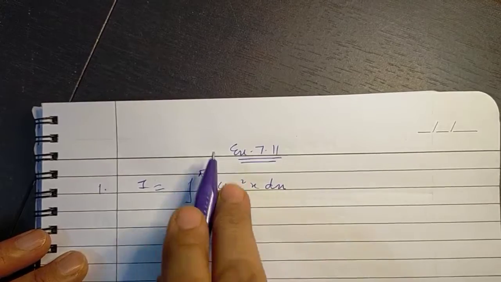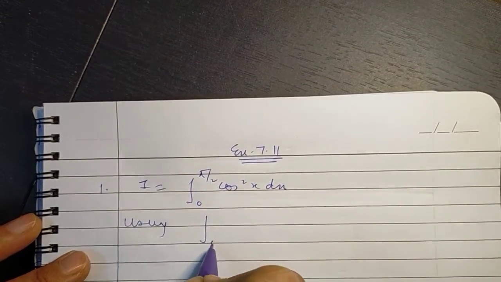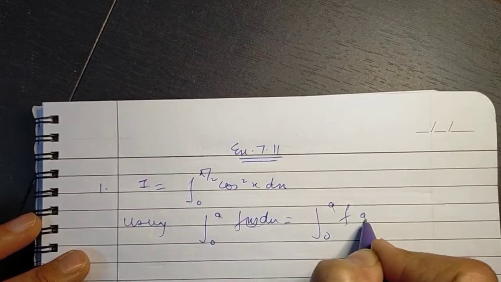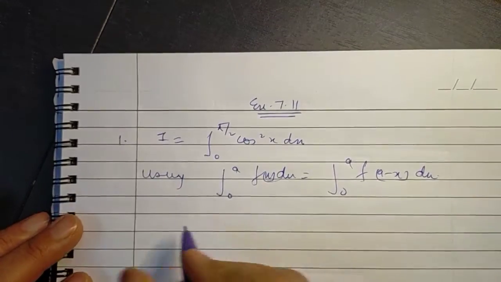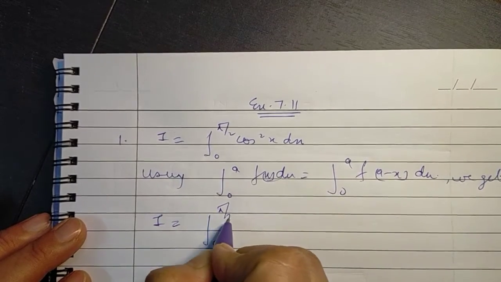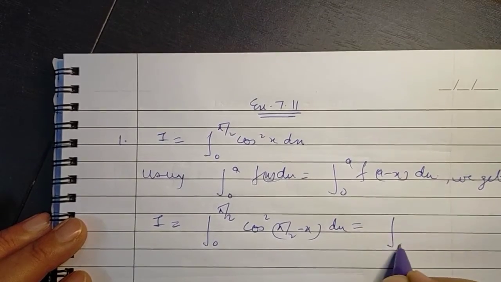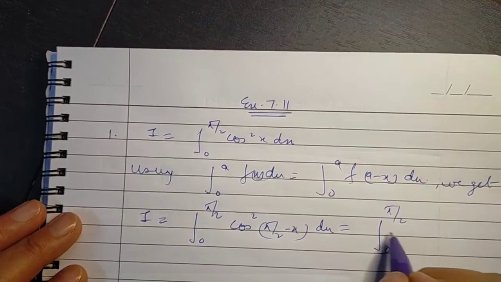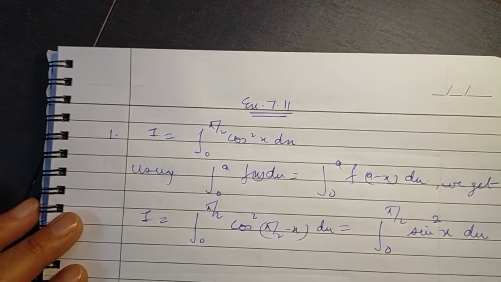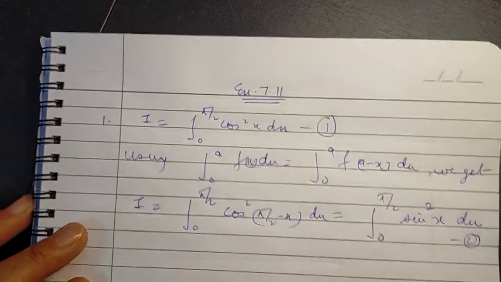Now clearly it is of the category of property number 4. So using 0 to a f(x) dx equal to 0 to a f of a minus x dx, we get I is equal to 0 to pi by 2 cos squared of (pi by 2 minus x) dx. But cos of (pi by 2 minus x) is sine of x. Square remains as it is, and that is dx. Call it equation number 1, call it equation number 2.